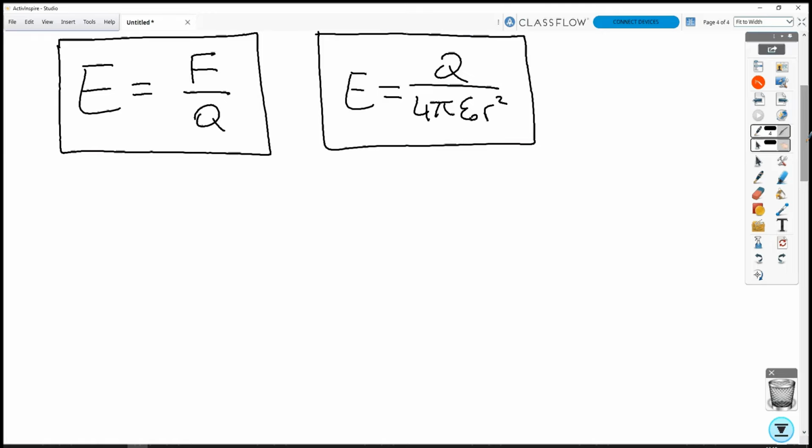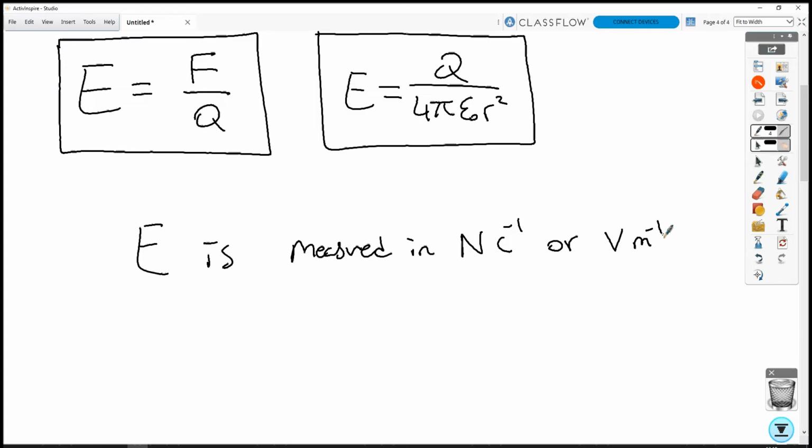Now, the electric field strength has 2 units. So E is measured in newtons per coulomb or volts per meter. So you could convert to each other without being confused.